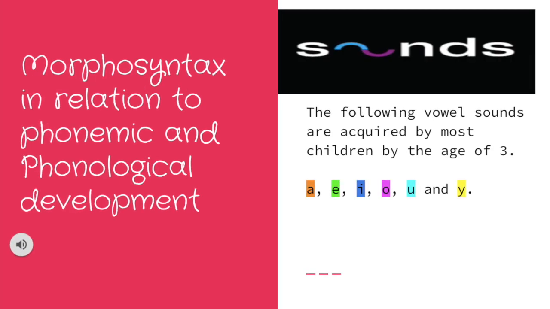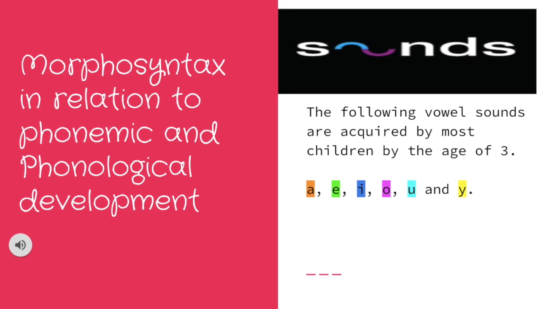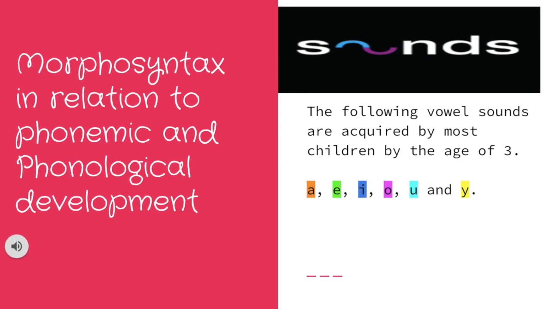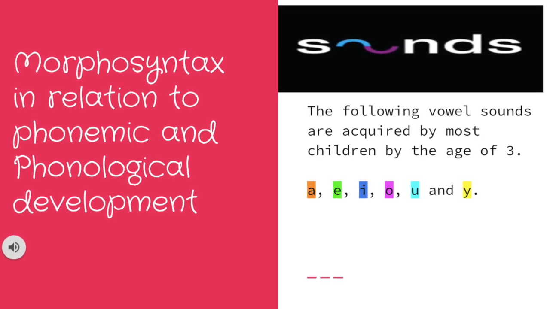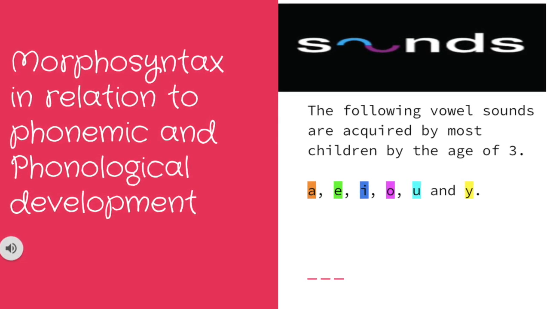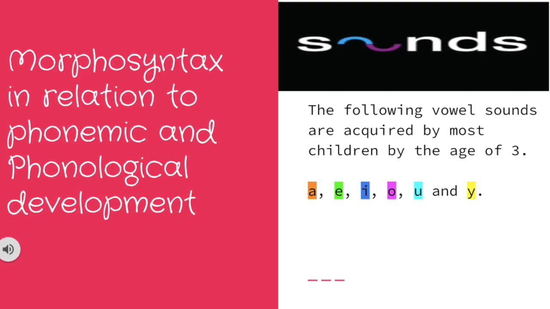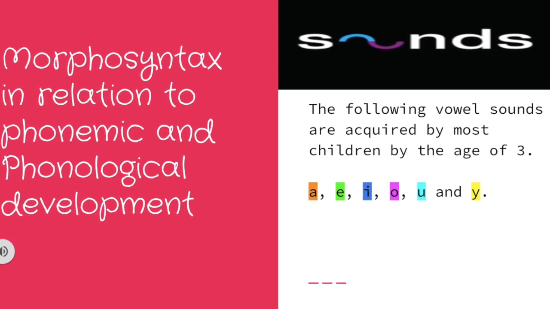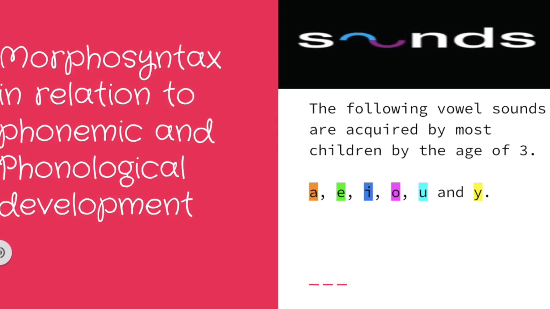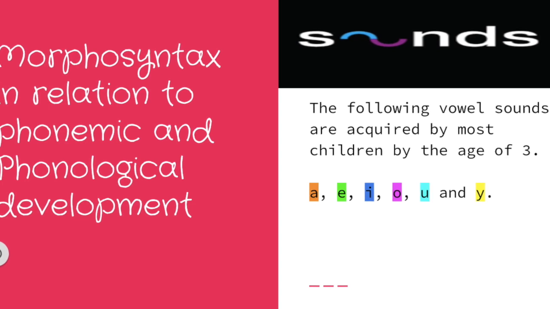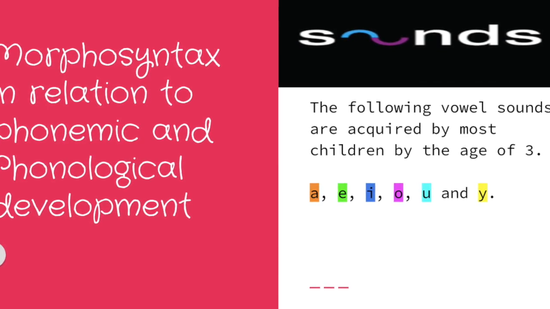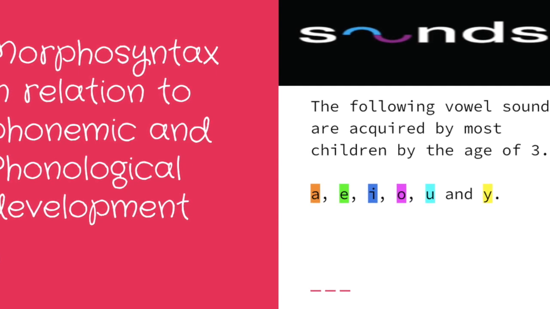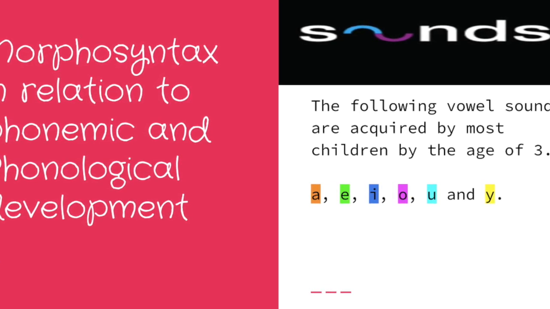Morphosyntax in relation to phonemic and phonological development. Children's ability to acquire new speech sounds, or articulation development, in the preschool years is important in forming morphosyntactic development. It requires language decoding and forming hypotheses to acquire speech sounds in child's language development. Children learn to differentiate the meaning of words through speech sounds. In order for a child to produce a speech sound, they must have observed that speech sound first.